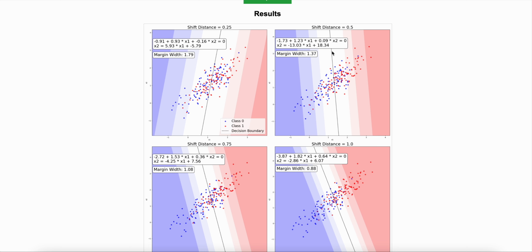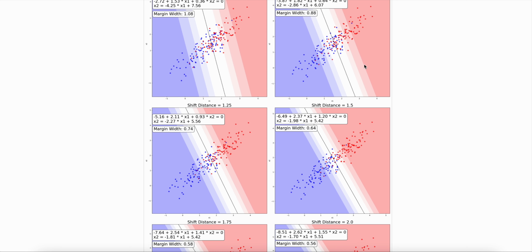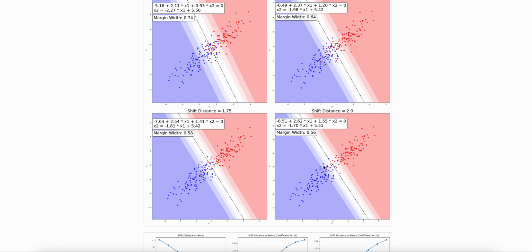But as you see the shift distance increases, the margin width is decreasing, and then we can see, oh, this part is class 0, but this part is class 1.